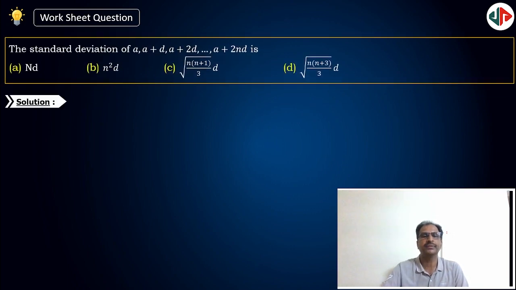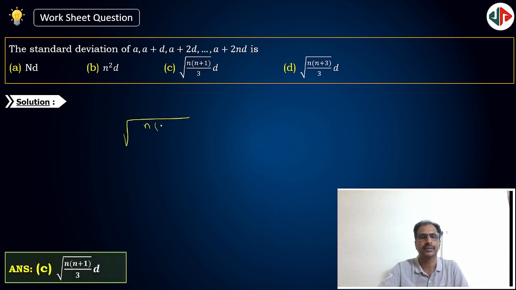The standard deviation of A, A plus D, A plus 2D and so on. This is a standard result which you need to remember: under root n into (n plus 1) by 3 into D. Standard deviation of A, A plus D, A plus 2D, so on, A plus nD. Remember this as a standard result. When the common difference is given, you can use this as a standard formula.